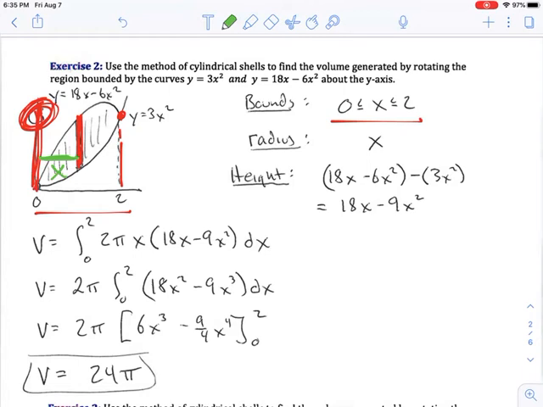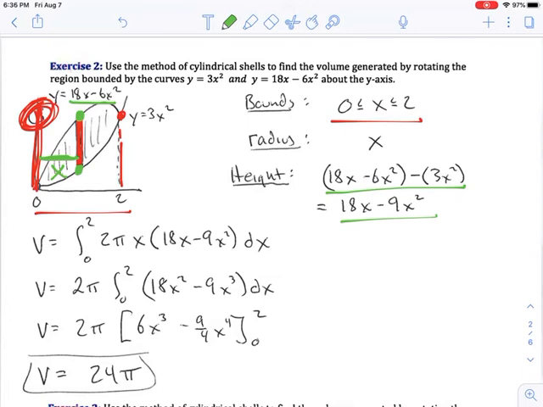Well, the height of the rectangle is going to be a little trickier because we actually have to take the difference in the function values. The top of the rectangle is right up here at 18x minus 6x squared. The bottom of the rectangle is down here at the other function, 3x squared. So to find the height of that rectangle, we subtract the two functions. And so that's what I did here and simplified it to get that. And we've done that in previous lessons.